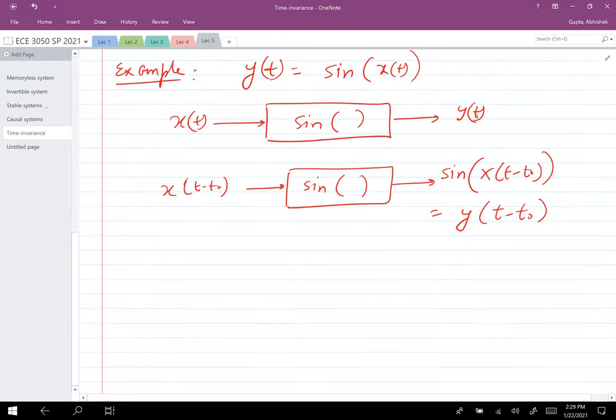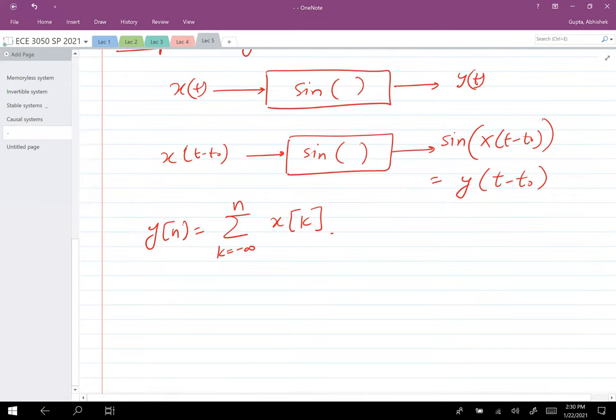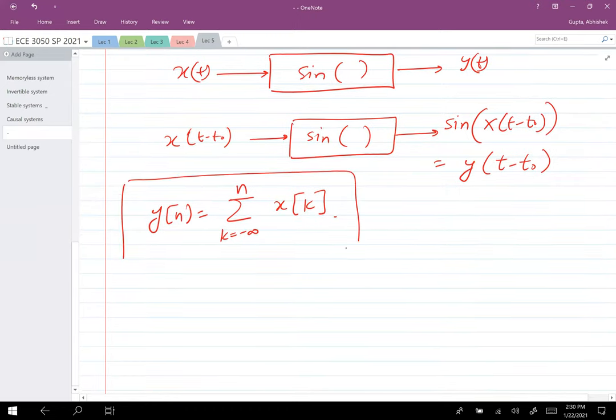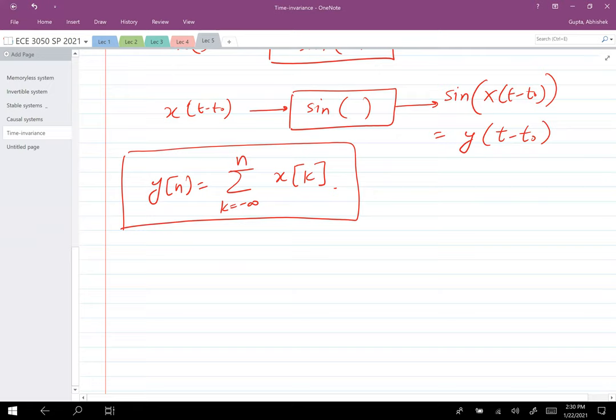Let me give you another example, which is the integrator: y[n] equals the summation from k equals minus infinity to n of x[k]. This is an accumulator. So let's give it an input x[k minus n0]. Let's look at the summation from k equals minus infinity to n of x[k minus n0]. This is the input I'm giving. What would this be equal to? Let me do a change of variable.